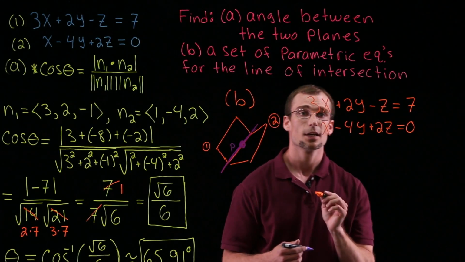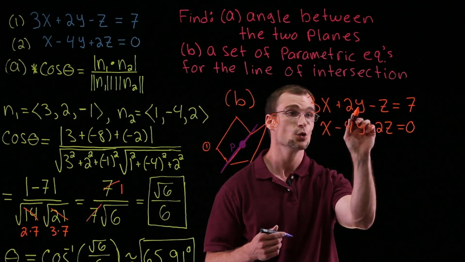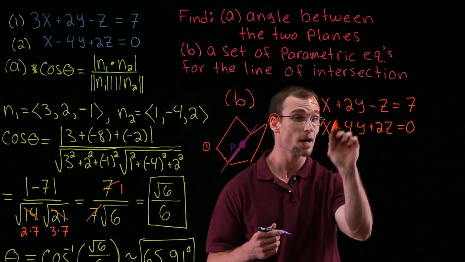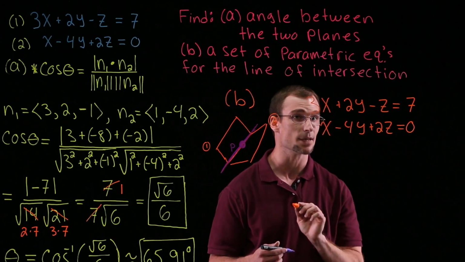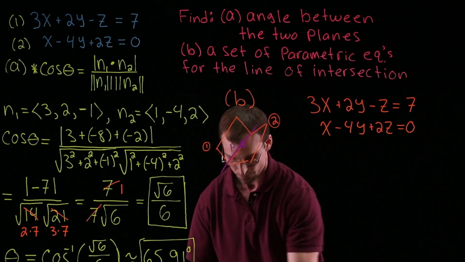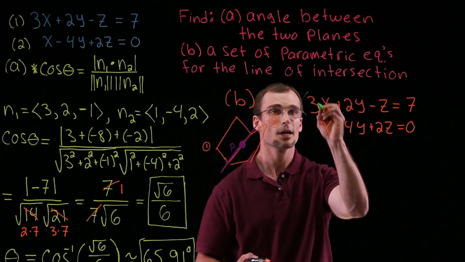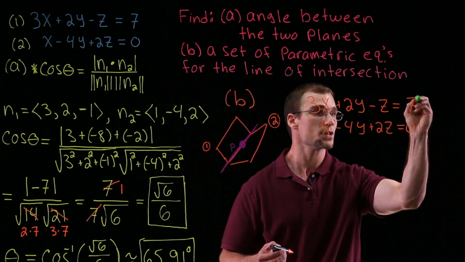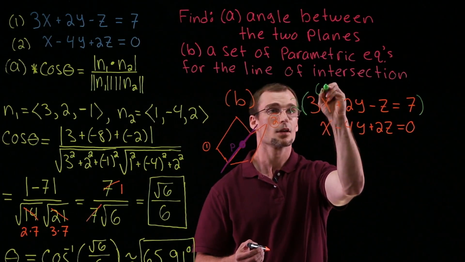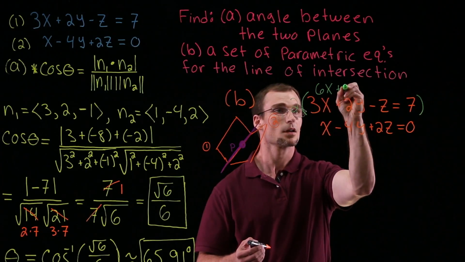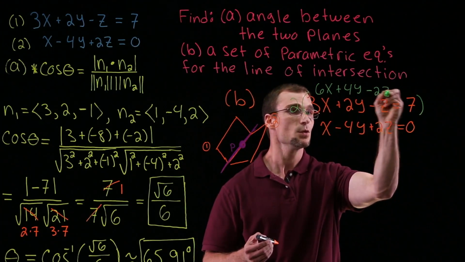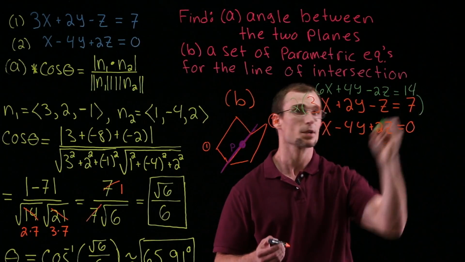So if we take a look at this, we have 3x plus 2y minus z, and looking at the next one, we have x minus 4y plus 2z. If we were to multiply our top equation through by 2, that would give us 6x plus 4y minus 2z equals 14.